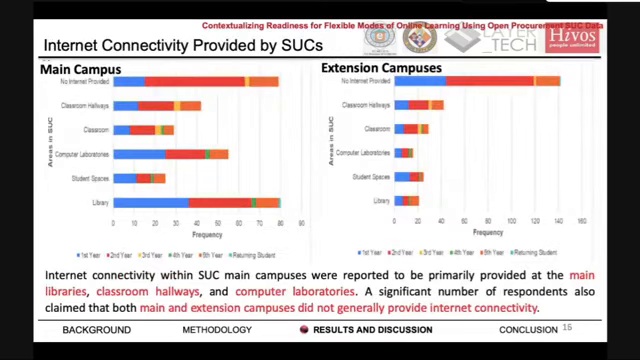Okay, so here, in the next slide, based on the responses of the students, internet connectivity within SUC main campuses were provided, in the left figure, but not really in the extension campuses, as can be seen in the right figure. It is also worth mentioning that a significant number of students reported both main and extension campuses do not provide internet connectivity. So that is the bar at the uppermost portion of the two figures. It's stated there, no internet provided.